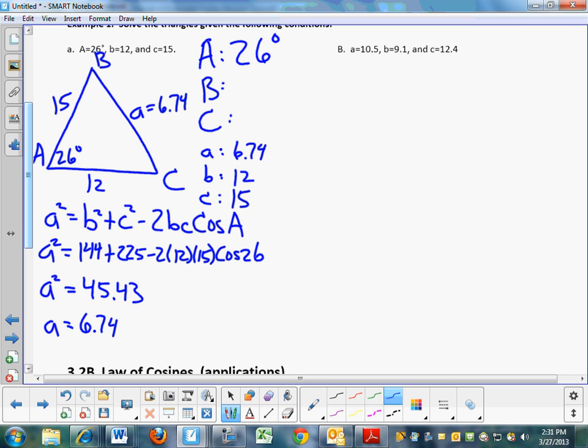Question. You messed your calculator up? Are you working in radians? Naughty, naughty Tyler. Stop working in radians. Isn't that what everybody's always told you?